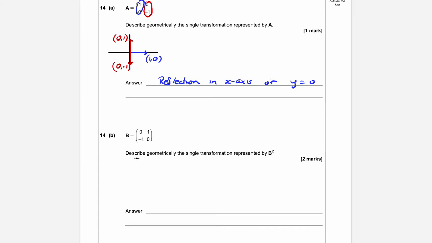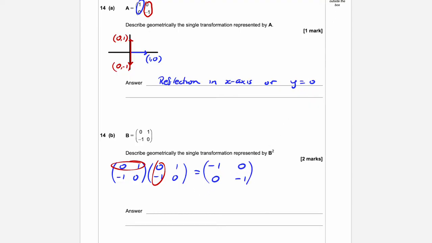Okay, b is equal to this. Describe geometrically the single transformation represented by b squared. Okay, so first let's get b squared, guys. 0, minus 1, 1, 0, times 0, minus 1, 1, 0. So I do the row times the column. Top left, 0 times 0, 1 times minus 1, I get minus 1. Top right, 0 times 1 is 0, 1 times 0 is 0. Bottom left, 0, 0. And bottom right, minus 1, 0. So that is the matrix B squared.